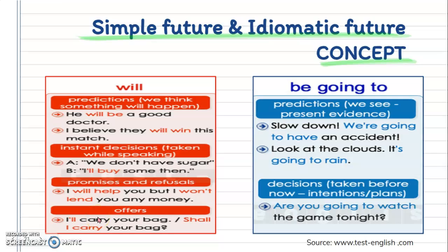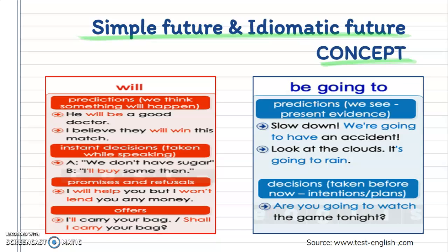Simple future is a construction that we use with the auxiliary will. We use will to indicate predictions. These are things that we think will happen at a certain point in the future. For example, he will be a good doctor. I believe they will win this match.